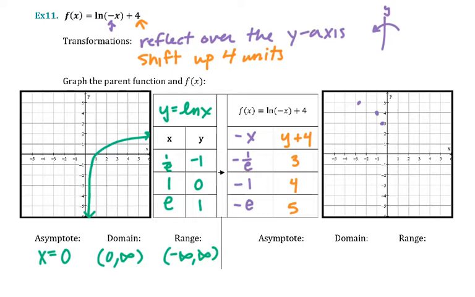So I end up with a graph that looks like this. We have a vertical asymptote. The vertical asymptote didn't change because we didn't shift to the left or right. So the asymptote's still x equals 0. But my domain, because I reflected, is now -infinity to 0, and my range is still all real numbers. And that's it. We're all done.